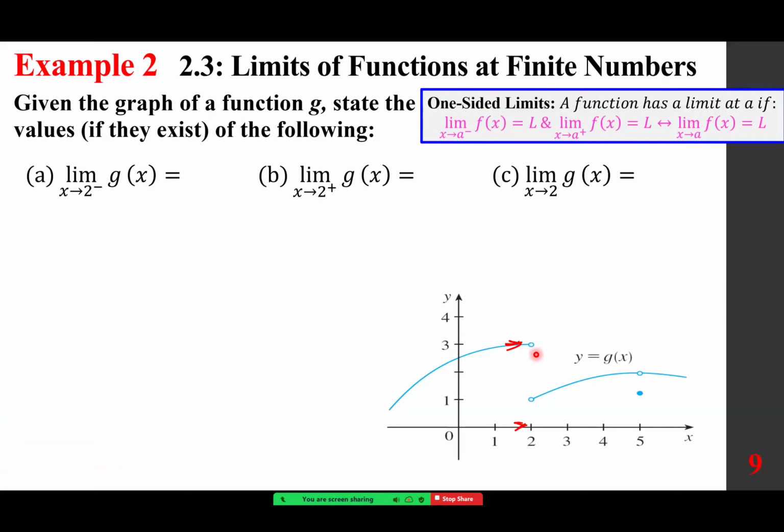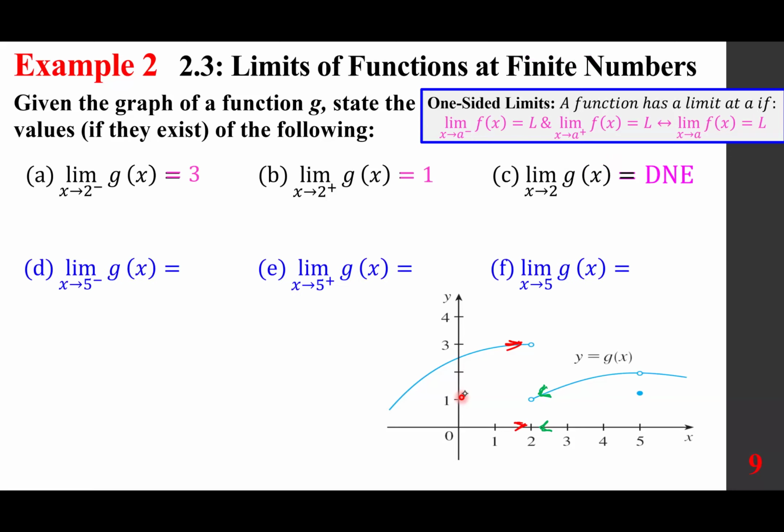it's moving us towards this point, having the y coordinate 3. The right side of 2, it's moving us towards this point, having y coordinate equals 1. Since they are different, the limit of g of x as x approaches 2 does not exist.